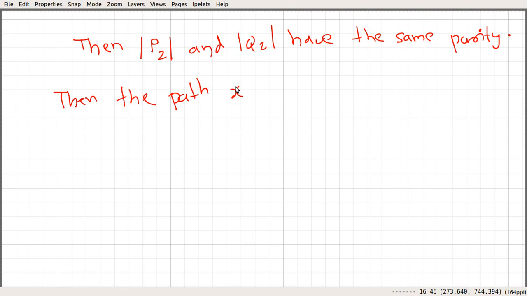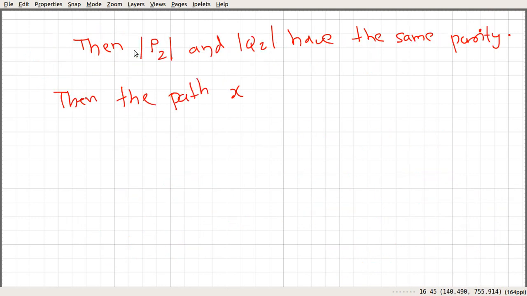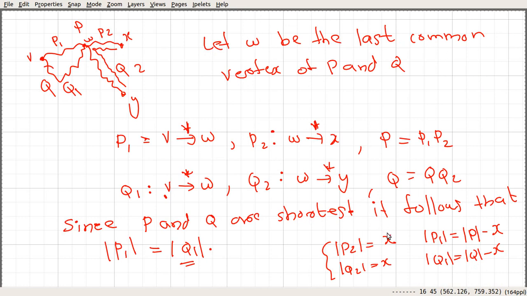So what we are going to do is consider this path from x to w to y. Then this path from x to w and from w to y. So here, following the P2 inverse path followed by Q2 gives a path of even length. Let's see why that is the case.